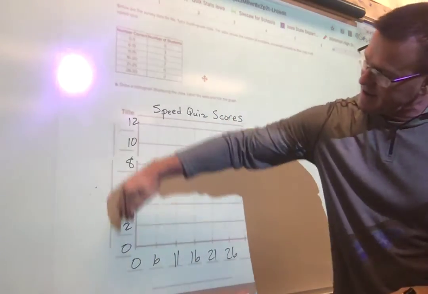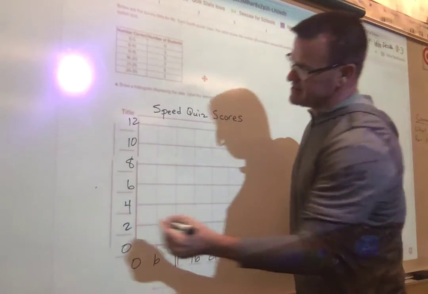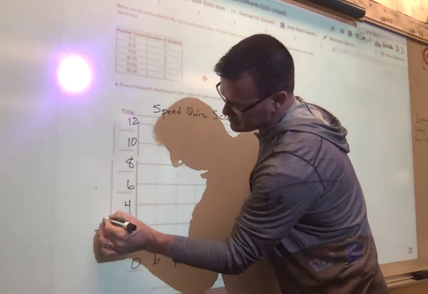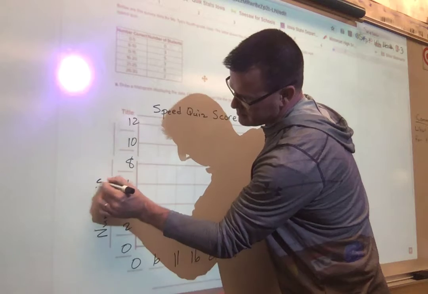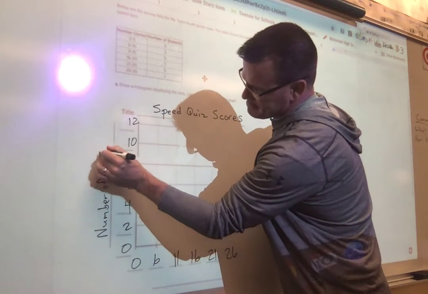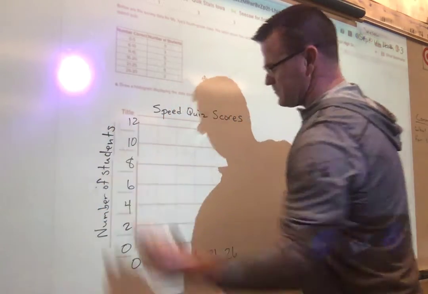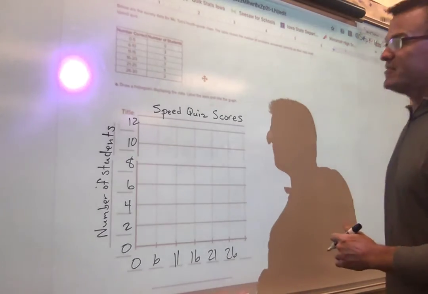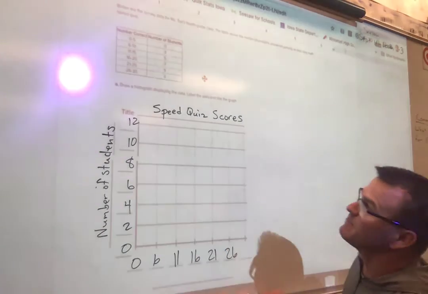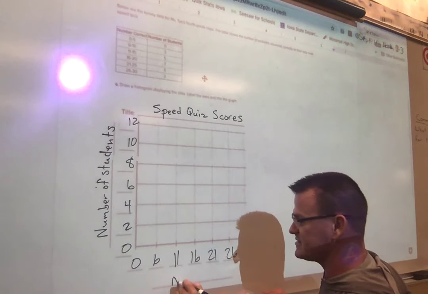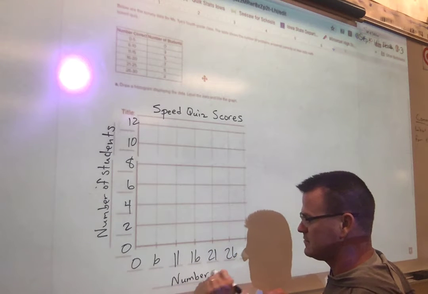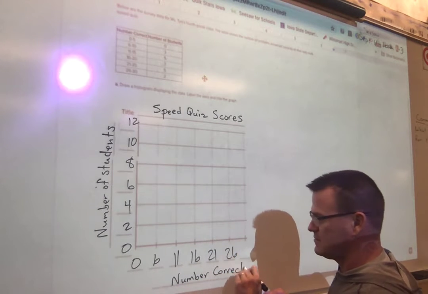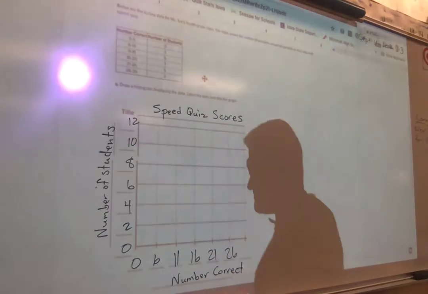And over here on my axes, I'd want to label that. This is the number of students. Okay, and the bottom of this would be the number correct on the problems that they got. So we'll just put this as their number correct. And now I can just fill in these bins.